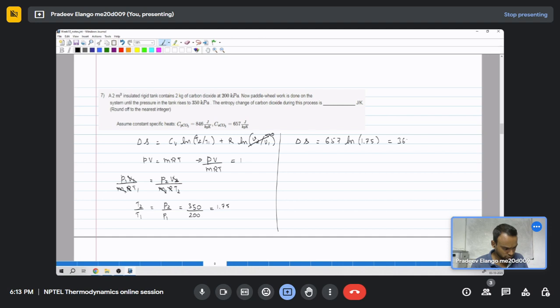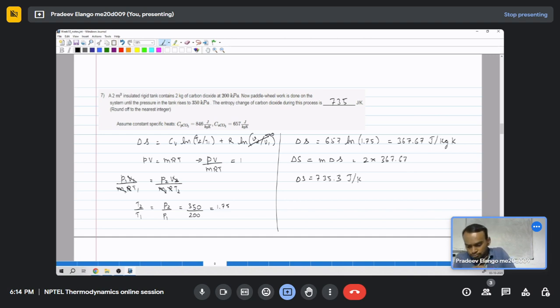So this is 367.67 joule per kilogram Kelvin. For the entire mass, the change in entropy can be given as m into delta s, small delta s. So m is 2 into 367.67. This is 735.3 joule per Kelvin. Do you have any questions?